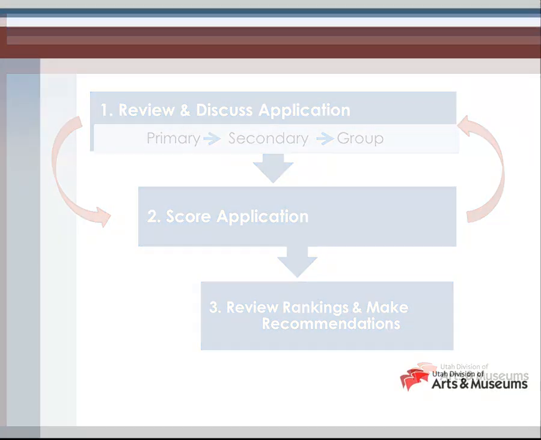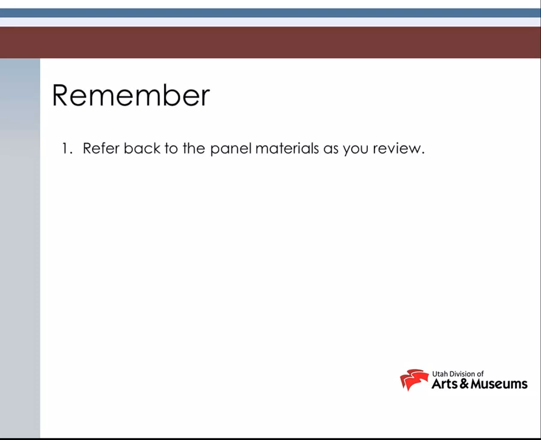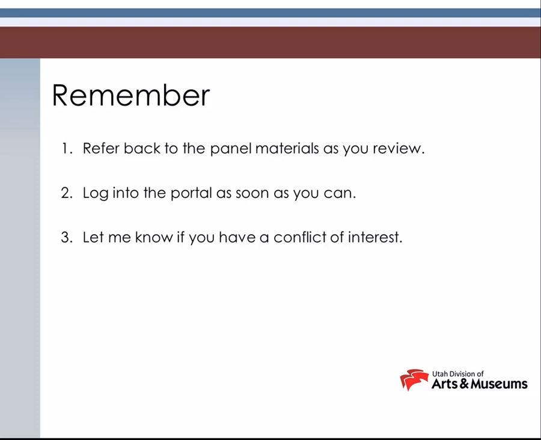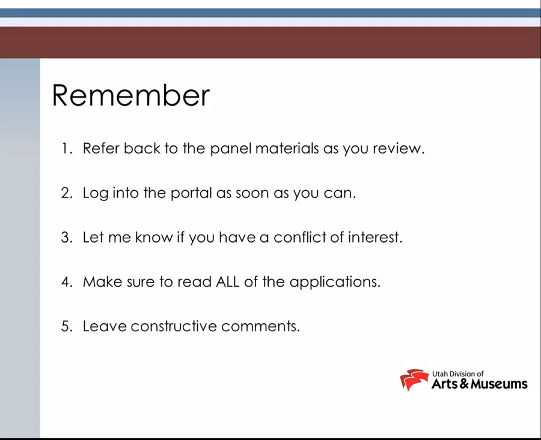To wrap things up, here are some helpful things to keep in mind during the panel review process. Refer back to the grant guidelines, scoring scale, and evaluation criteria as you review. Log into the portal as soon as you can to make sure you can access the system. Let me know if you have a conflict of interest with any of your assignments right away. Make sure to read all of the applications, not just the ones you were assigned to. Leave constructive comments.